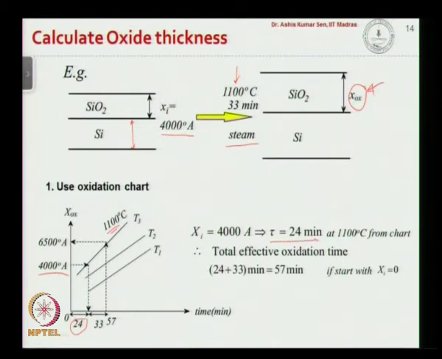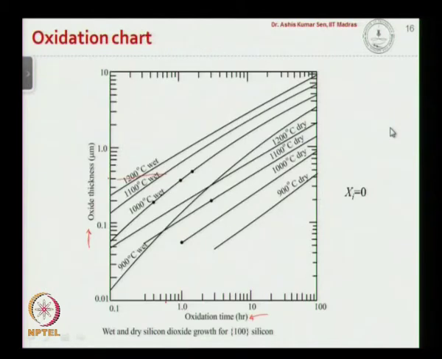Now you are oxidizing it for an additional 33 minutes. So the total time that you are giving is 57 minutes. Now if you again go to the oxidation chart for 57 minutes at 1100 degree centigrade, you can draw a horizontal line, and this value you can read from the table. So that will be about 6500 angstrom. So the final thickness of the oxide layer would be 6500 angstrom. That is something you can also see from the oxidation table that we have here.